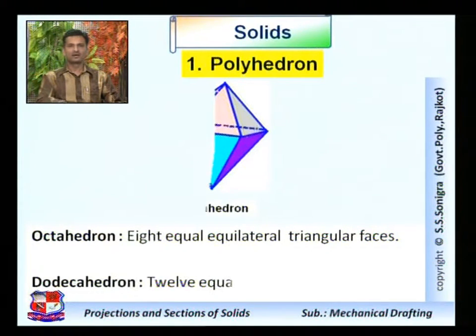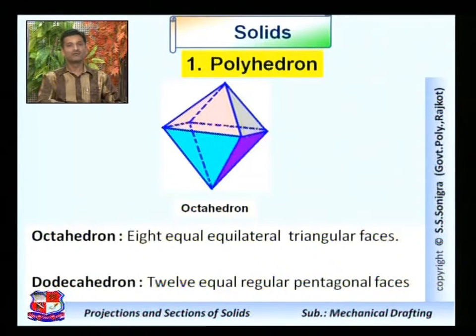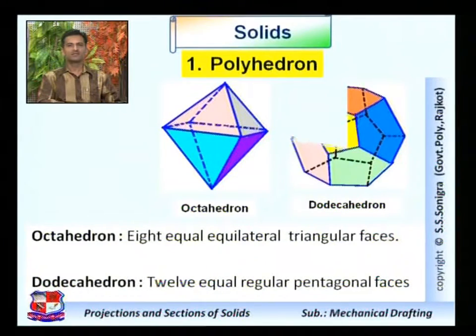In polyhedron, one more is the octahedron. So this is an octahedron, 8 equal equilateral triangles are there, so that forms the octahedron. And dodecahedron means 12 equal regular pentagonal faces are there. Of course it is not in our syllabus, but just for the information we can use it over here, dodecahedron, and this shape is useful in the field of nanotechnology.